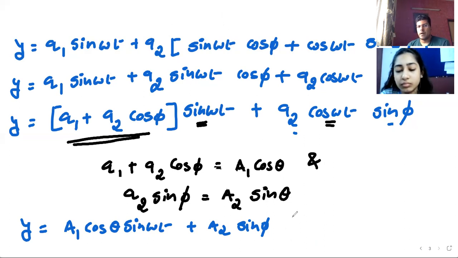It is a cos omega t. If I assume that a1 and a2 both are equal, can I say that it is A sin of omega t plus theta? Yes, here it is theta.